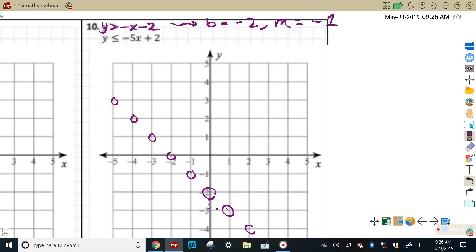Dashed or solid line? Dashed. All right. Do I shade above or below? Are you greater than the line, or are you less than the line? Less than line. We need to review these signs, right? Greater than, or equal to. Less than, or equal to.